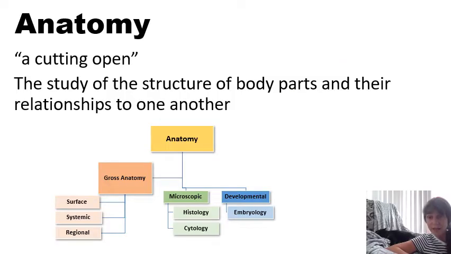While the term anatomy technically means a cutting open, it's really the study of the structure of body parts and their relationships to one another. Anatomy is usually broken down into two categories: gross anatomy, which is things you can see with your eyes, and microscopic anatomy, which requires a microscope to view smaller parts. Sometimes texts will further break down anatomy into developmental anatomy, which includes the study of embryology.